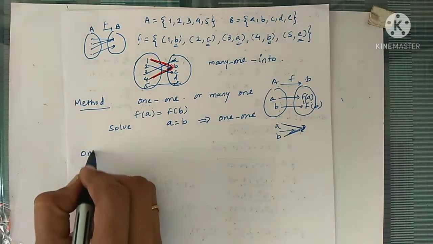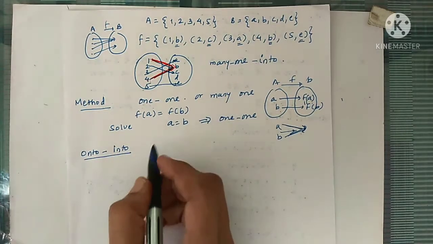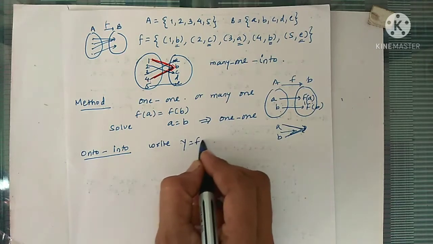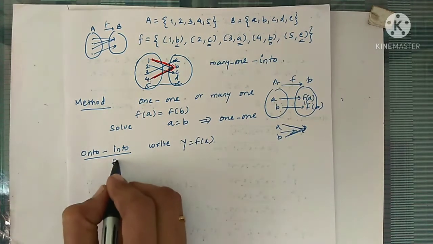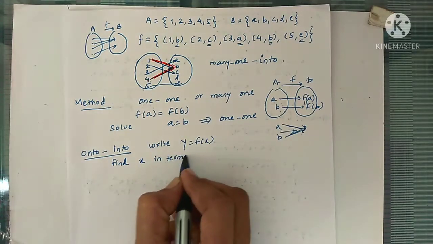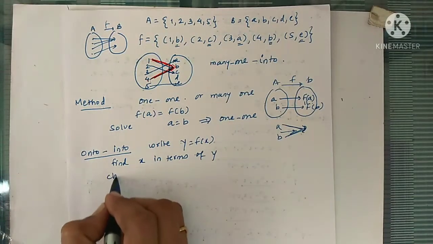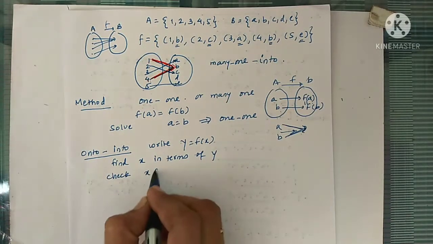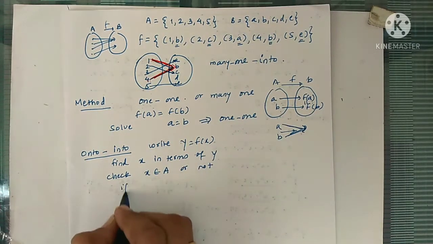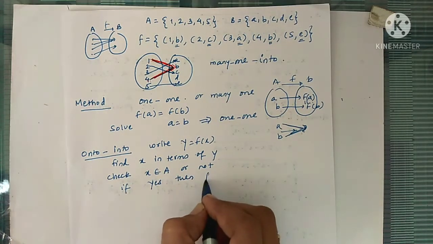And to find whether it is onto or into, the method is: write y equal to f(x) and find x in terms of y, and check whether x belongs to A or not. If it is yes, then the function is onto.